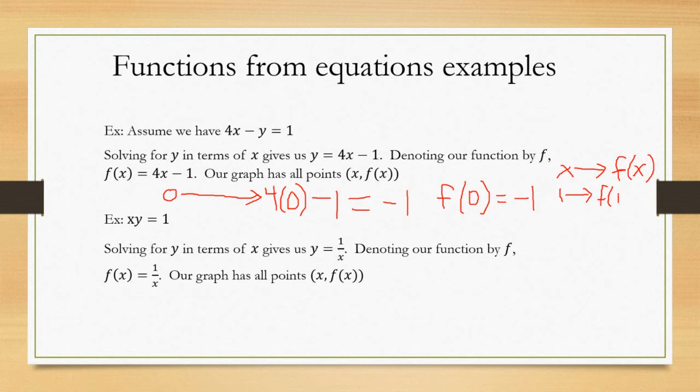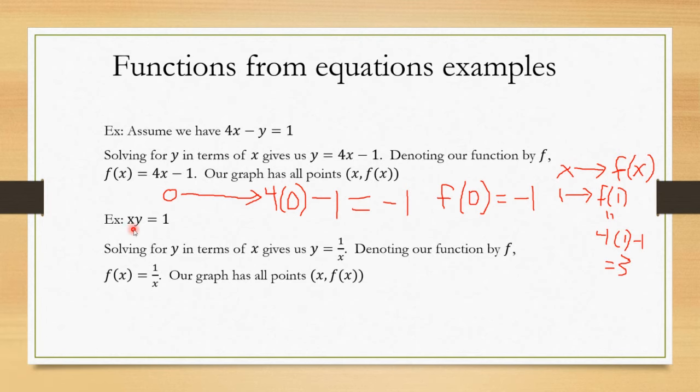Bear with me. You get, that's equal to 4 times 1 minus 1. What is that? That's equal to 4 minus 1, which is 3. So f of 1, in other words, is 3. Okay. I really hope that makes sense, what I just did.